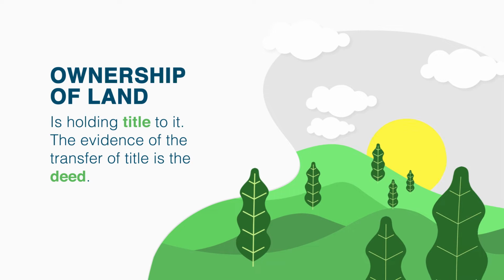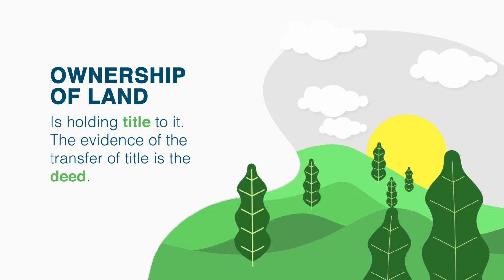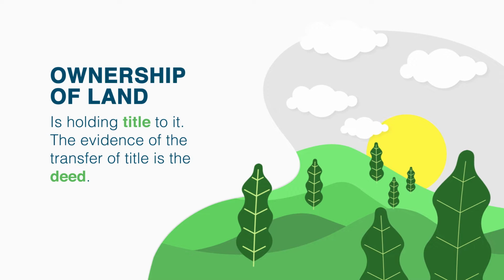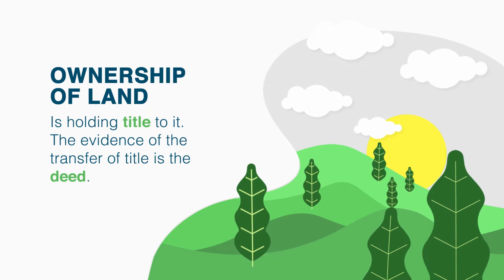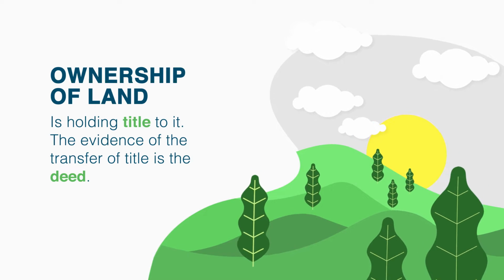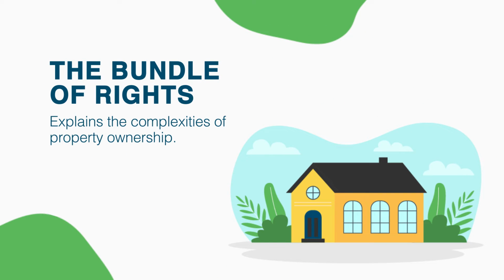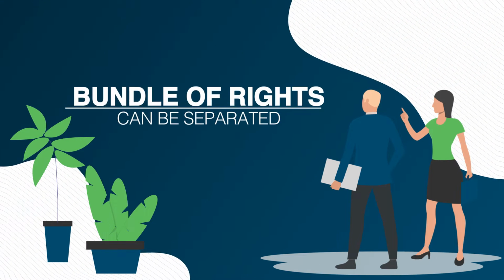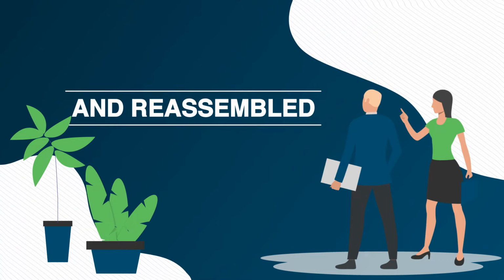Ownership of land is holding title to it. The evidence of the transfer of title is the deed. So a seller executes a deed to transfer title to real property and the bundle of rights that go with it. The bundle of rights is a common way to explain the complexities of property ownership. It helps to consider the bundle of rights as something that can be separated and reassembled.